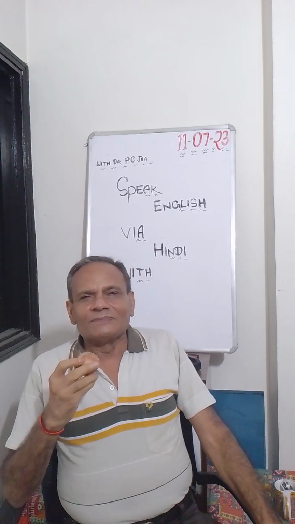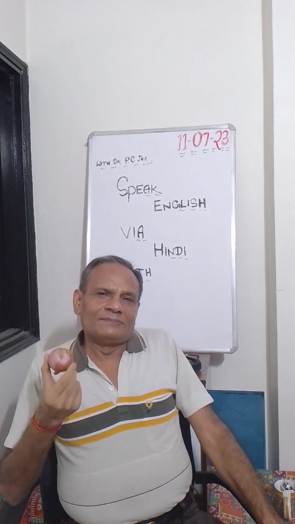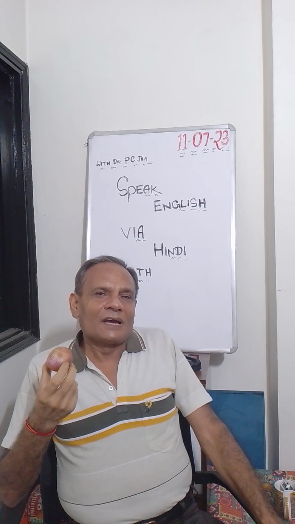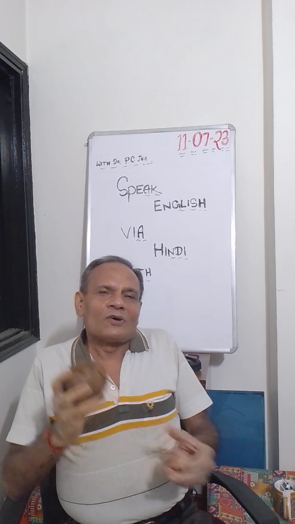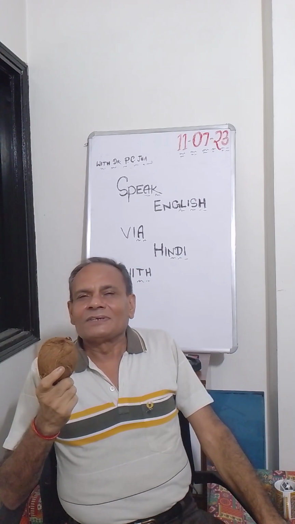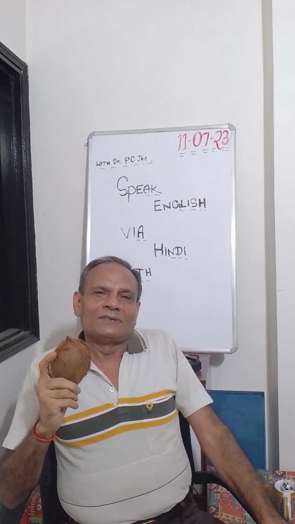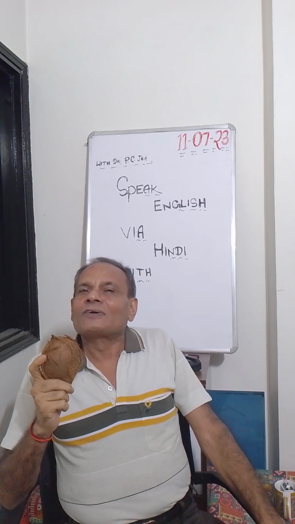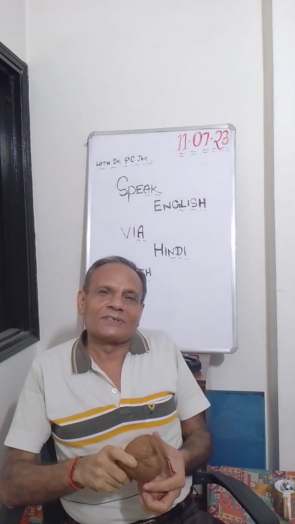Here you see one thing. Onion. What sound is there over here? O. So it is an onion. Coconut. What sound is there? It is K. A consonant sound, coconut. Co is there, so it will be a coconut. A coconut, you can see here.